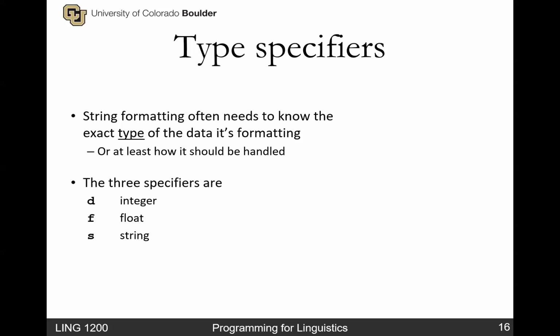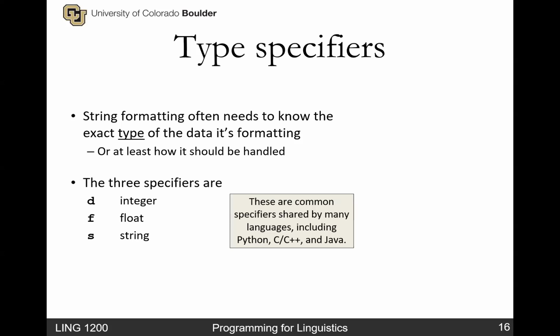So F and S are pretty intuitive, F for floats, S for strings. The only one that's not intuitive is the D for integer. And we use that because it's actually borrowed from other programming languages. It's a common specifier for integers across many languages. And to help me remember, I like to think of D for digit. It actually stands for decimal, but that doesn't make sense since we have floats. So D for digit is an integer.